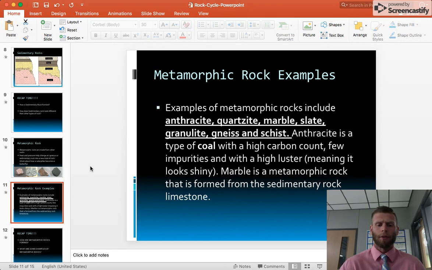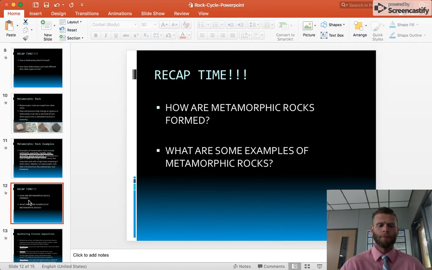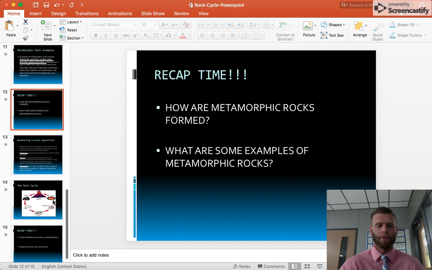We have a lot of limestone in Texas. So marble's formed from heat and pressure, all right, changing that sedimentary rock of limestone into marble. Recap time. Number 3. All right, so how are metamorphic rocks formed? Just went over that. And then what are some examples of metamorphic rocks, which is just on the previous slide.